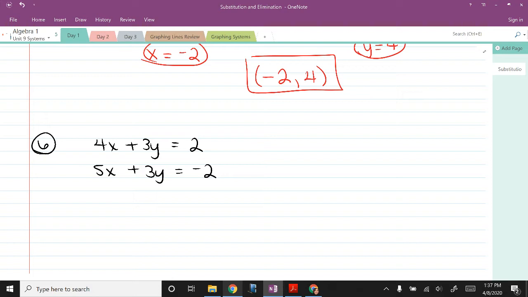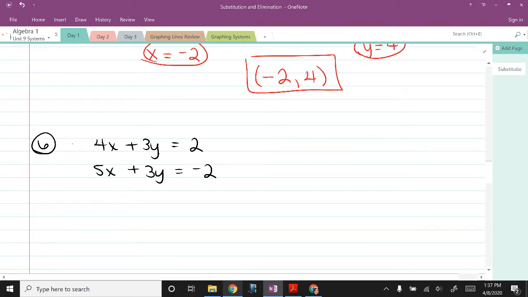Now, this one's an easy fix because they're already the same coefficient. I just have to make them opposite coefficients. And to make something opposite, you change the sign. Well, to mathematically change a sign, all you have to do is multiply it by negative 1. Now, the thing here is that these are part of an equation, and we know that mathematically, if you do something in one part of an equation, you have to do it to all parts of the equation.